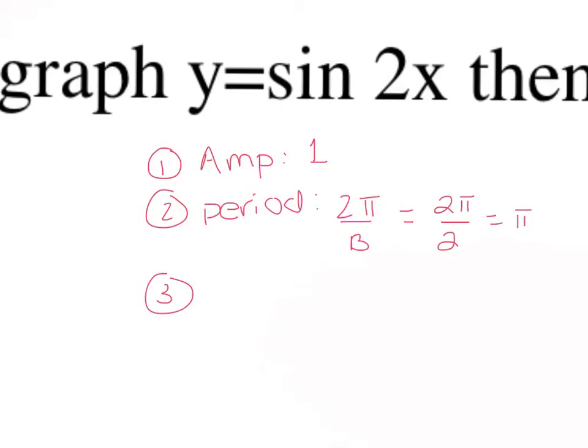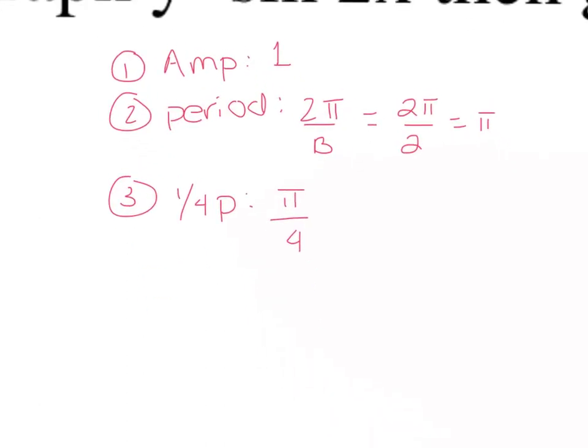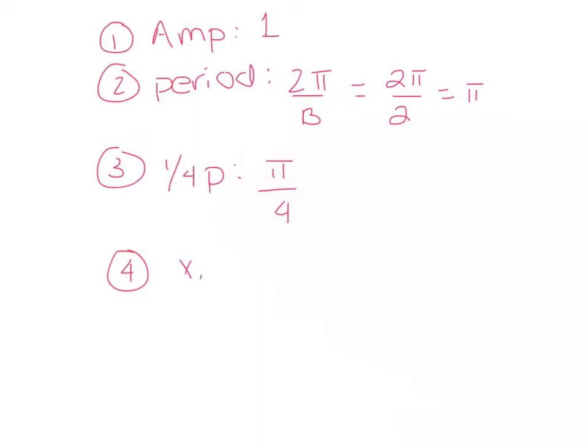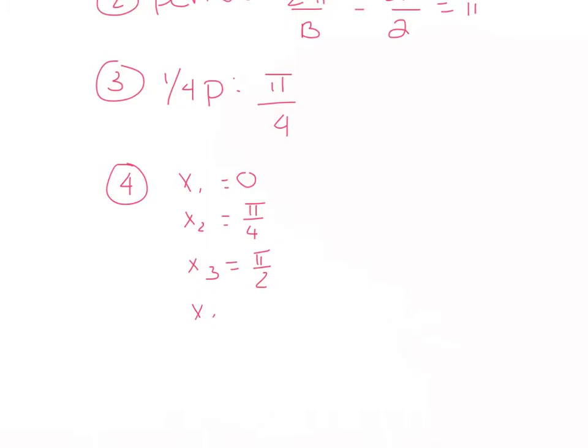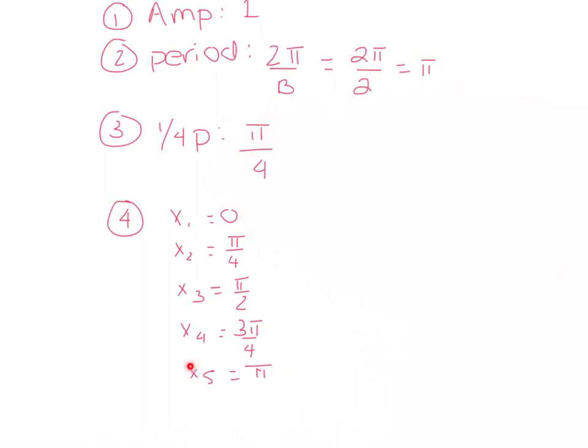The third thing I want to do is identify my quarter periods. So I'm going to take the period and divide it into 4 parts. The next thing I want to do is identify my 5 key points. Remember, if we have no phase shift, we start with our first point at x equaling 0. For your second point, you add your quarter period, and then you keep adding your quarter period to every additional point. So pi over 4 plus pi over 4 is pi over 2. Your next point is going to be 3 pi over 4, and your next point is going to be 4 pi over 4, or pi. Remember, if there's no phase shift, your period is going to be the same as your final point.